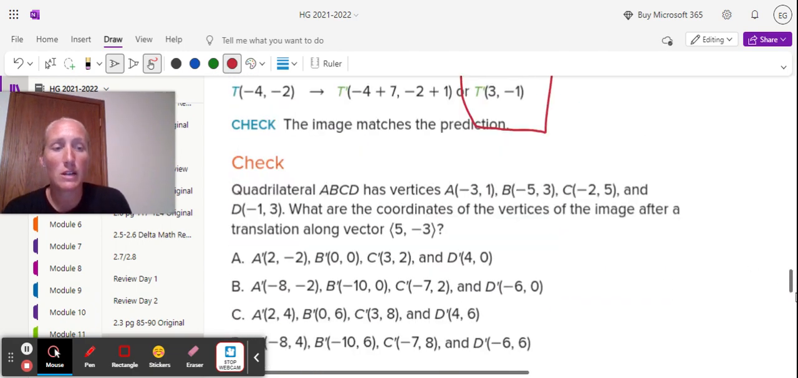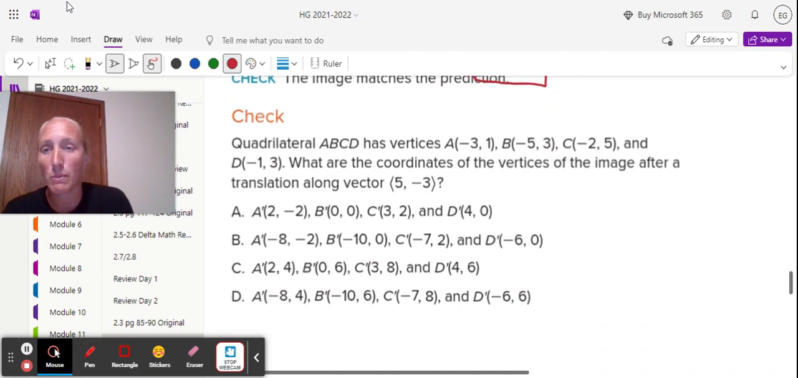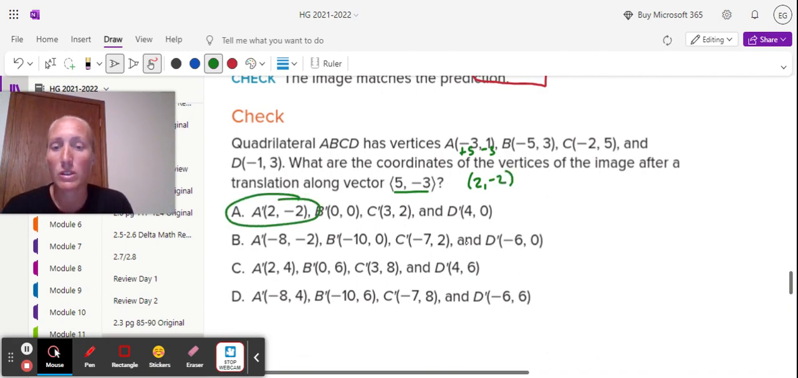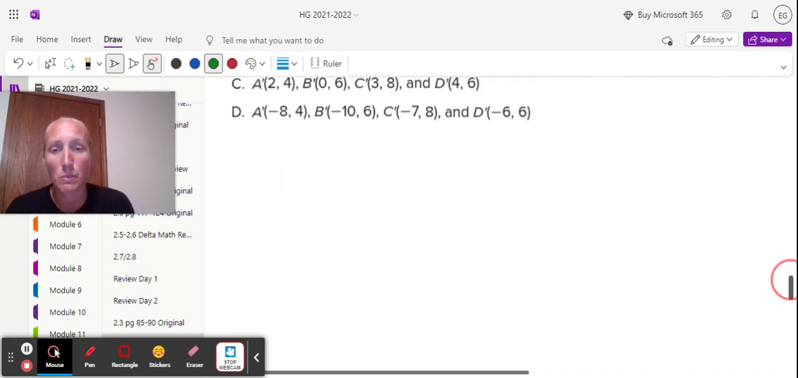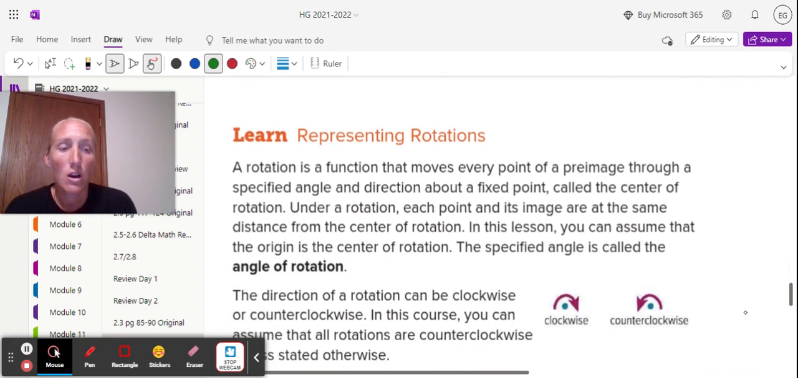So if I do that same idea to this check, again, we're at a check. So if you want to pause and come back, you can. We have a quadrilateral given the vertices here, coordinates of the vertices of the image after translation along vector (5, -3). So all I do is I take this, I add 5, I subtract 3. So I'm going to get a point at (2, -2). And there's only one answer with an A prime there, so we're going to go with that one, and I don't have to worry about checking the rest of them. But all you're doing is you're just applying that coordinate to it.